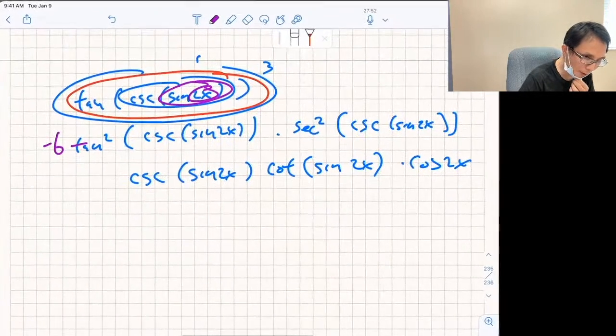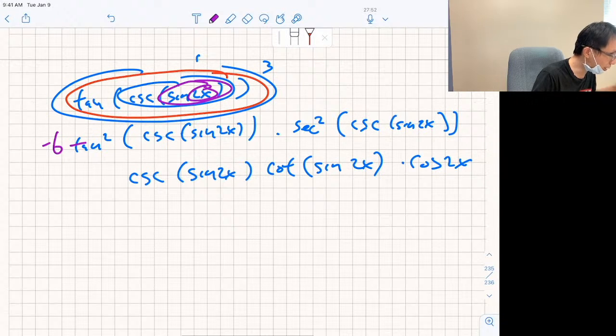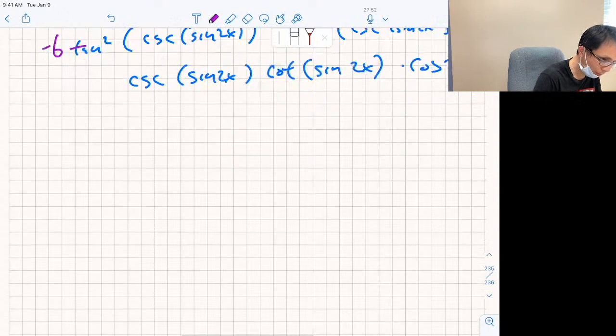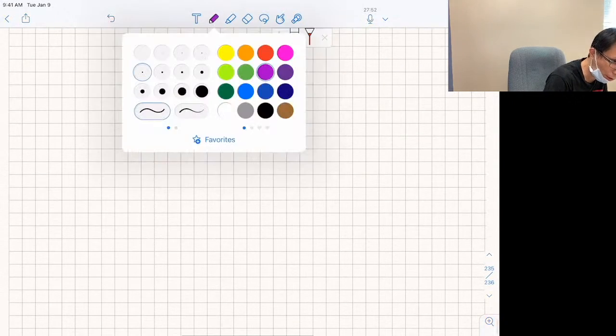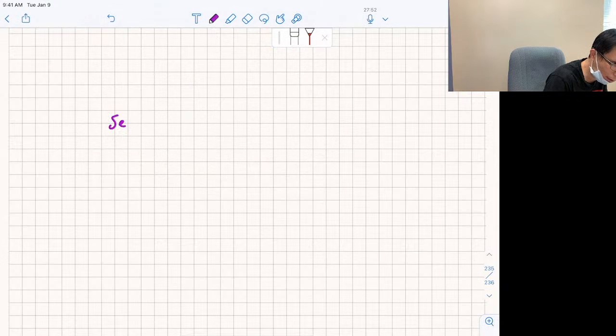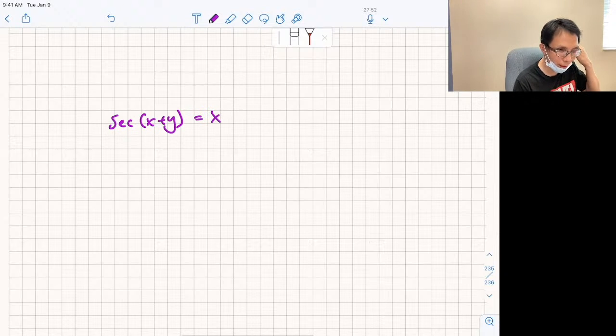So what we're going to do is talk about one particular question. Let's just say I have secant of x plus y is equal to x, and we say, hey, let's take the derivative implicitly. There's no way I can solve for y in this case. I mean, can I? Yeah, you can, but it's going to be more ugly. So just take the derivative as is.